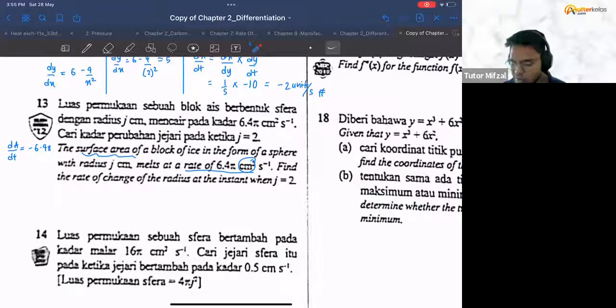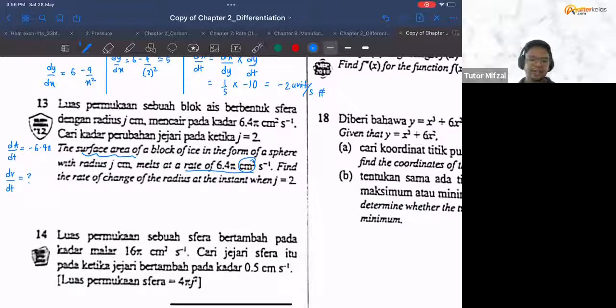Now they ask you to find the rate of change of the radius. So radius is just dr, change of radius over time. So they ask you to find dr over dt. How is this? Okay, we have surface area. Then we have radius. Now, how do we relate these two together? Okay, how do we relate these two equations together? We have one more formula or equation.